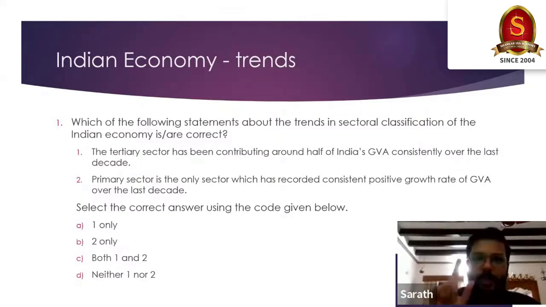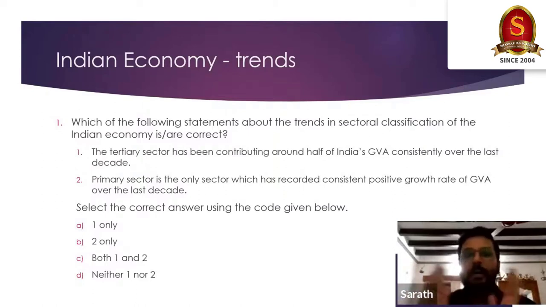But the question is: is that data applicable across the last 10 years? They are not very specific in the first statement, and they are not saying that the tertiary sector has been contributing more than half, just around half. So 49% is also around half, 47% is also around half, 55% is also around half. So 45 to 55 is a range that is acceptable for the definition of around half. Okay, so that is the first statement.